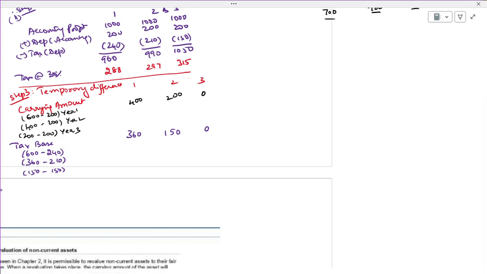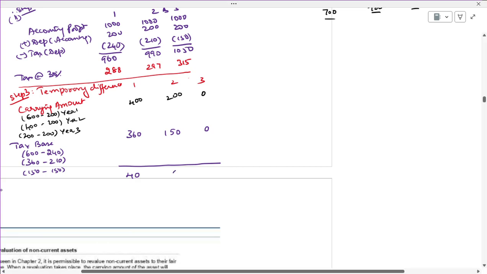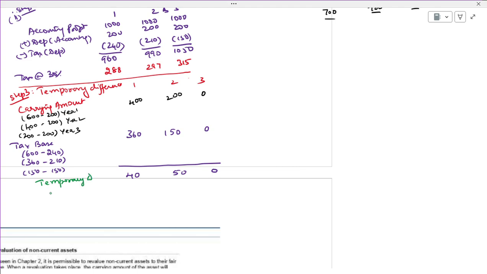The first one we take from the accounting perspective. The second one we take from the tax perspective. Definitely there will be some difference. How much is the difference? Here the difference is 40, here the difference is 50, here the difference is 60, and then 0. This is called the temporary difference.